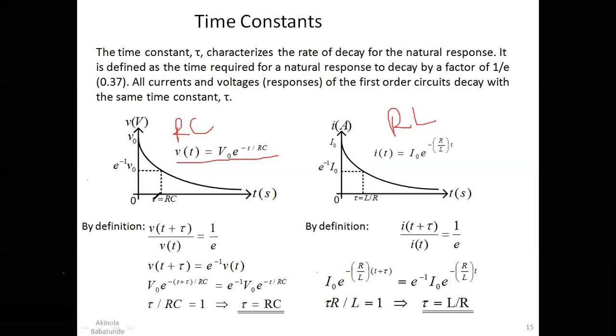Again, our tau is equal to RC for the RC circuit, and tau is equal to L over R for the RL circuit.